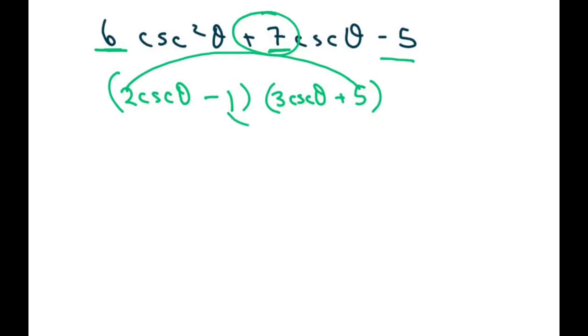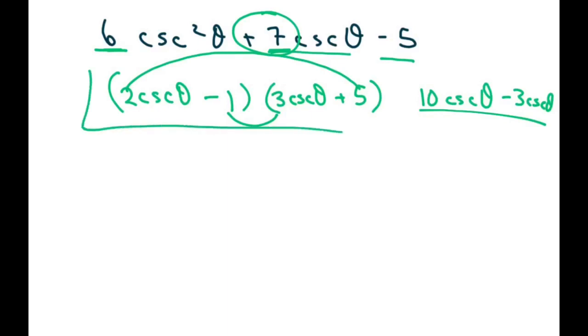So let's check. We get 10 cosecant of theta minus 3 cosecant of theta. And that does give us 7 of this. So this is the correct answer.